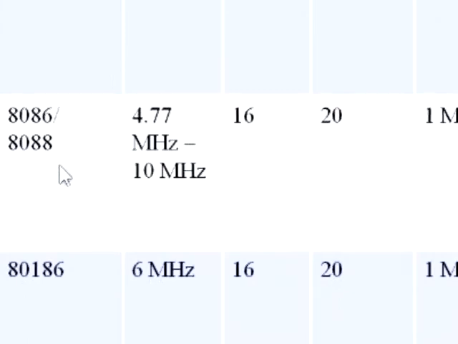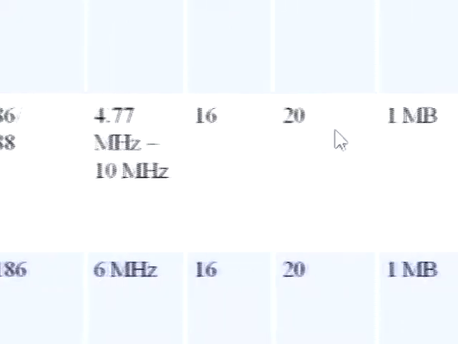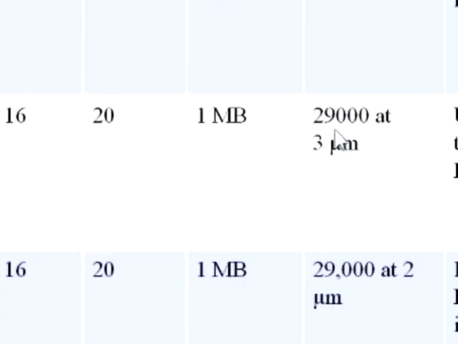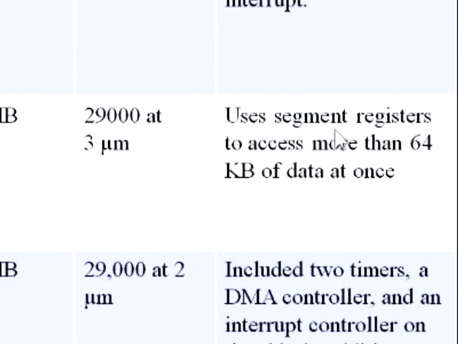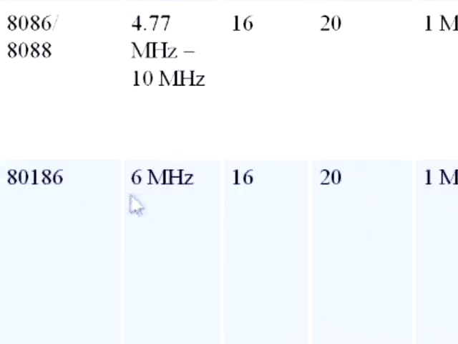Consider the next processor, 8086 or 8088, where the operating frequency varies between 4.77 MHz to 10 MHz. The number of data bus lines is 16 and the number of address lines is 20. So the addressable capacity is 2 to the power of 20, which is equal to 1 MB. The number of transistors used is 29,000. Here the special feature is that it uses segment registers. Using the segment registers, it is possible to access more than 64 KB of data at once. That is the important feature.